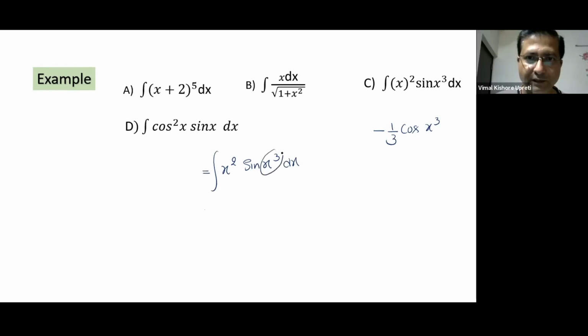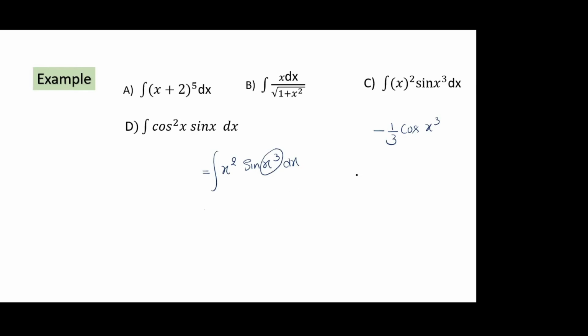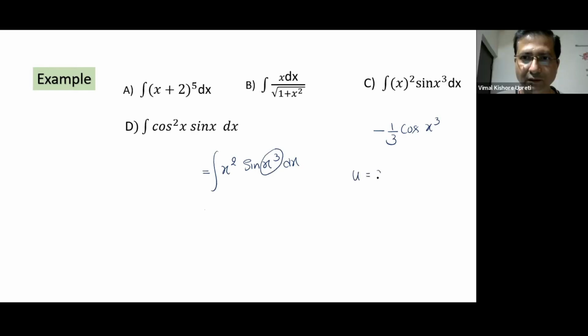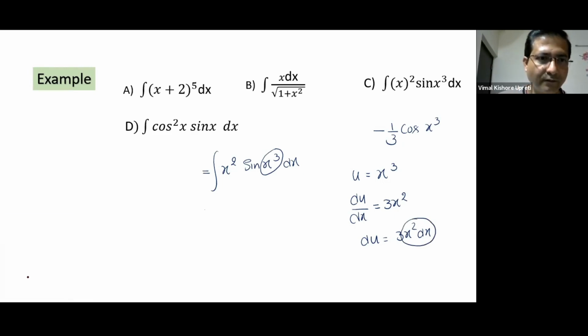If I assume something over here, we should assume x cube as u. This as u, x cube, du by dx, differentiation. Power will come in front. From power we subtract 1. du by dx is equal to 3x square. So du is 3x square dx. Look at this term, this is x square dx. These two can be replaced by du by 3. So here I am writing du by 3.